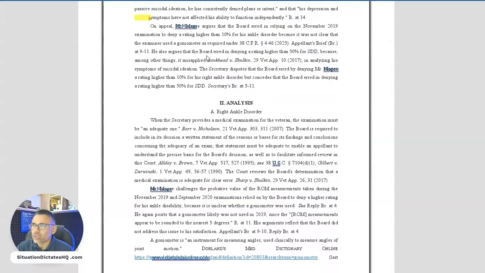And then it goes into the appeal, where he argues that the board erred in relying on a November 2019 examination to deny a rating higher than 10% for his ankle disorder because it was not clear that the examiner used a goniometer as required under this rule right here, which is important, right? So he's saying that there's this flexion that wasn't measured during the examination that should have been measured.